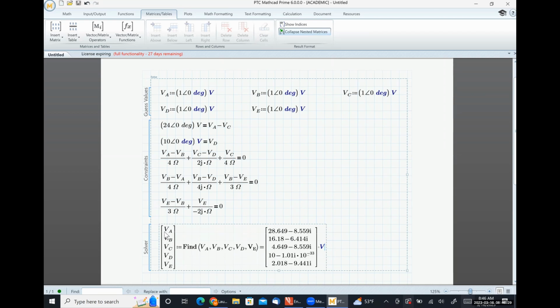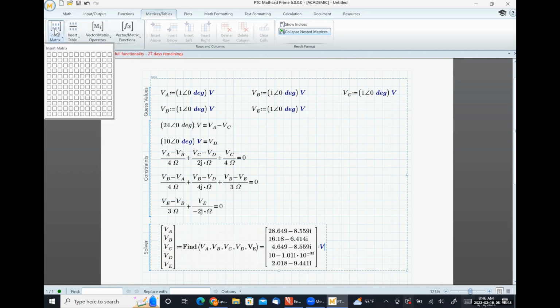So let me know when you're at this part, and then we'll talk about things here real quick. The matrix on the left: go to the matrices tab, and then the insert matrix button on the far left, and go to the drop down menu. It's going to be a 5x1 matrix.